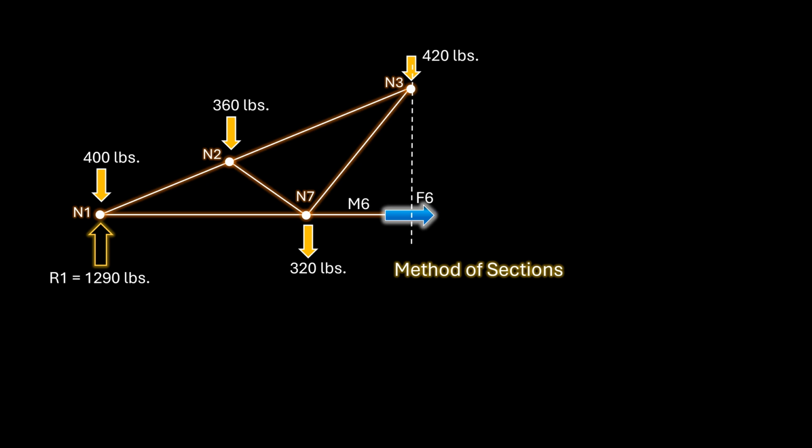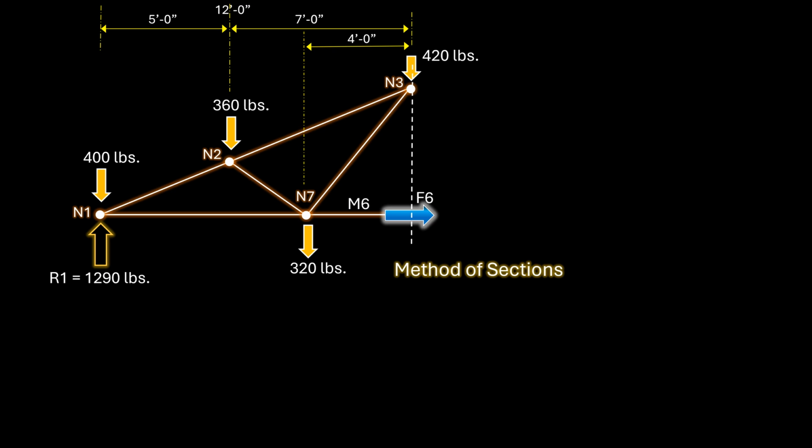We will take moments about node 3. But before proceeding, let us look at all the forces and their distances to make sure we have everything that we need. The 320-pound force at node 7 is 4 feet from node 3. This is the perpendicular distance between the force and node 3. In other words, since this is a vertical force, we want the horizontal distance from the force to node 3, which is 4 feet. Similarly, the horizontal distance between node 3 and the 360-pound force at node 2 is 7 feet. The horizontal distance between node 3 and the 400-pound force at node 1 is 5 feet plus 7 feet, which is 12 feet.